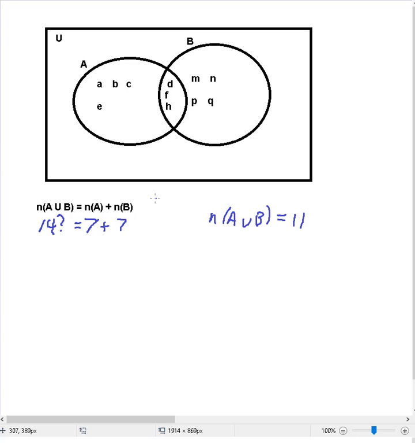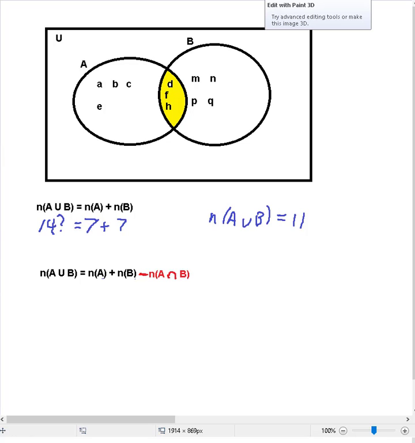What's going on? The problem is, if I just try and do it this way, I'm counting these things twice. Said another way, I'm counting the things in the intersection 2 times. That means I've got to subtract them once. So the formula ends up being the cardinal number of A union B. You take the cardinal number of A plus the cardinal number of B and subtract the cardinal number of the intersection. Let's see if that works.